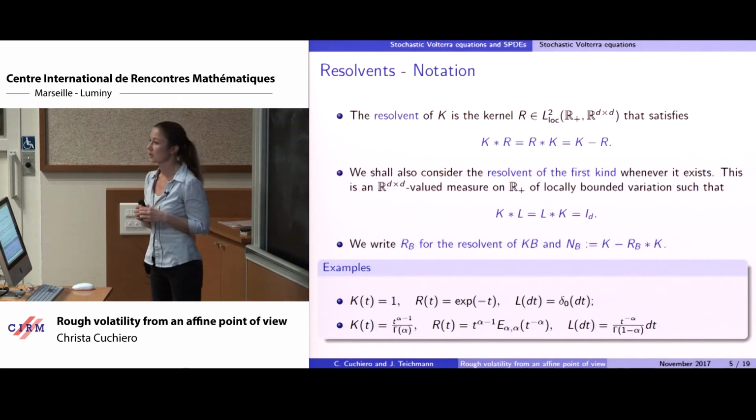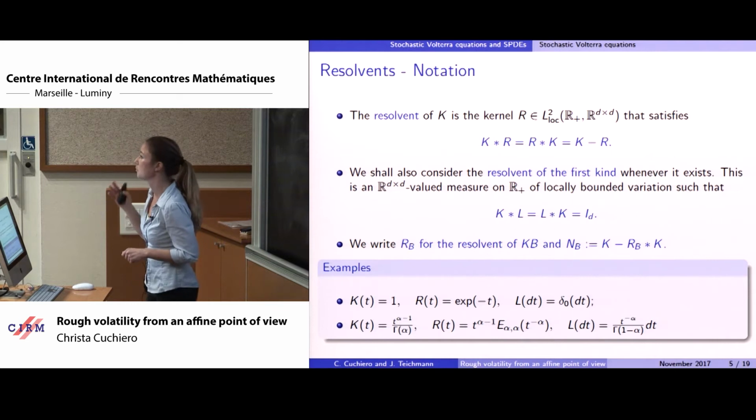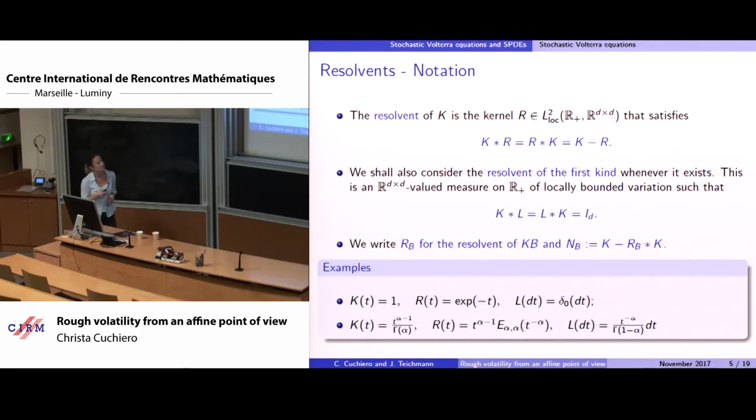Also some notation concerning this resolvent that appeared also in Martin's talk. The resolvent, which is also called the resolvent of the second type, is a kernel that satisfies this equation. The kernel K that we started with convolved with this R, and then the commutative version of it, should be K minus R, and you can think of this R simply as the geometric series, where you have this minus 1 to the power k in this definition.